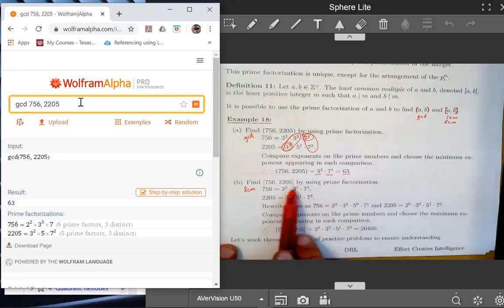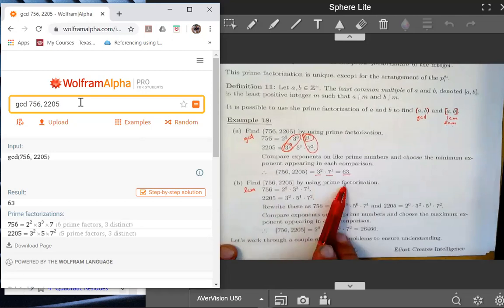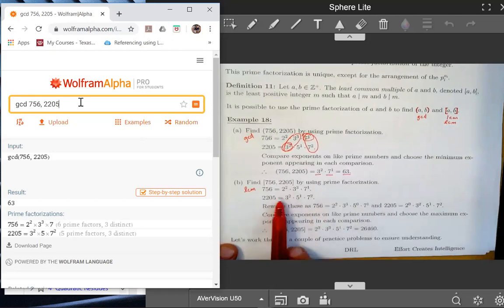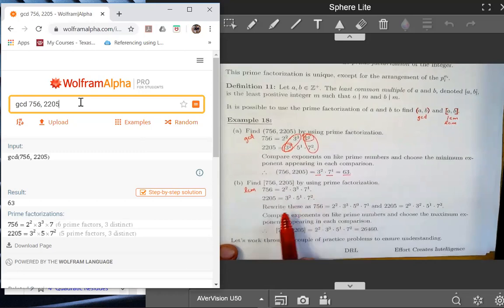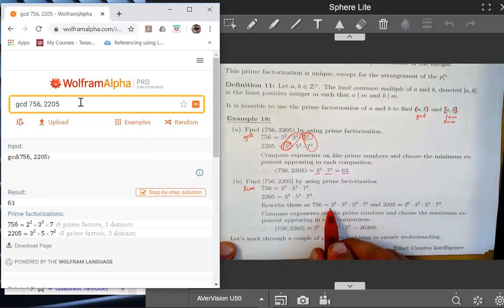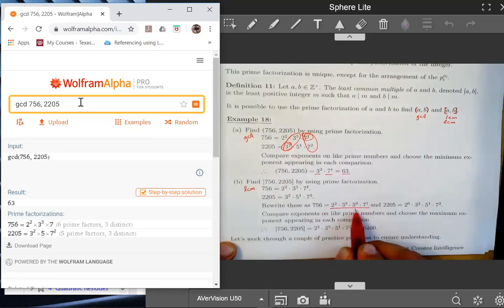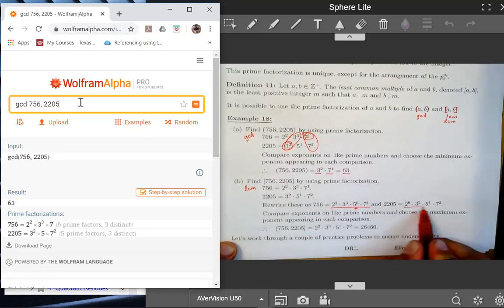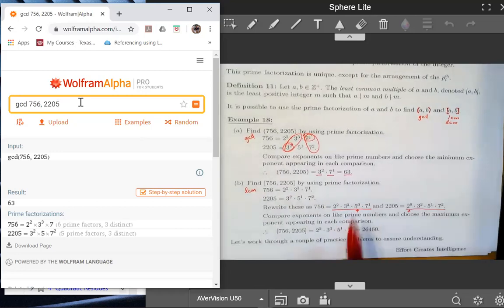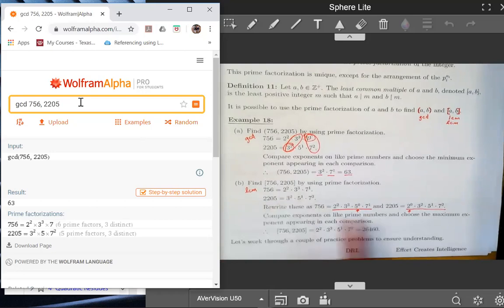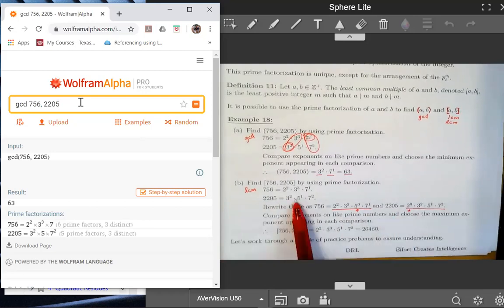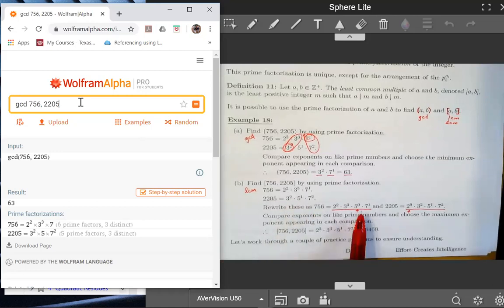So once again, for least common multiple, we use the prime factorization. We have 756, we have 2205. We're going to rewrite these so that we include all of the prime factors that are present in the two numbers. So notice that 756 includes a prime factor of 2, so in 2205, I'm going to put 2 to the 0. And 2205 includes a prime factor of 5, so in 756, I'm going to include 5 to the 0.